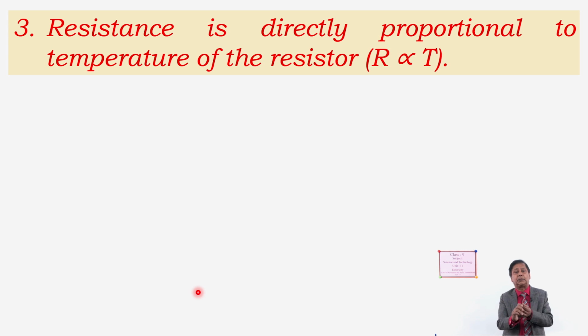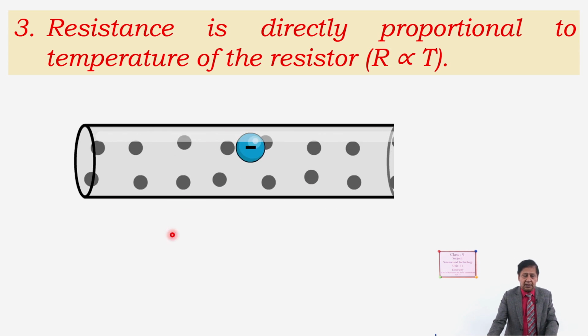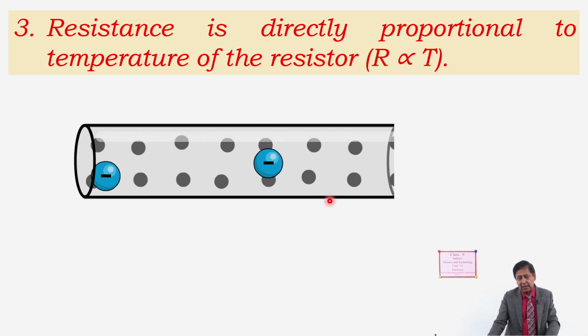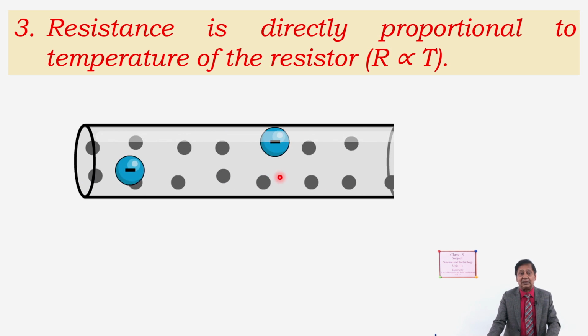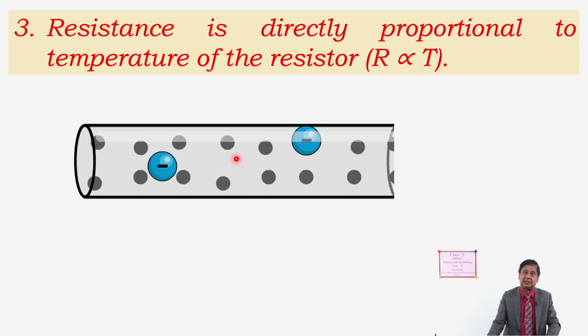Resistance is directly proportional to the temperature of the resistor. What does it mean? We can take one short video clip. Look at this. In this video, what is shown? This is the conductor wire and its molecules are vibrating. And when its temperature increases, then the rate of vibration of the molecules increases. High temperature means the same molecules vibrate vigorously.